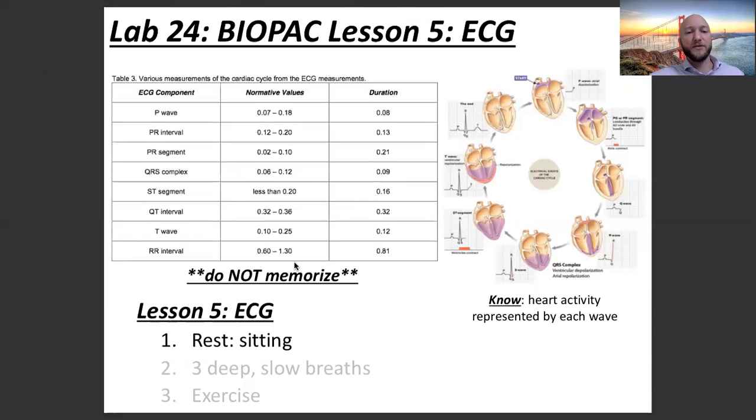So here are the numbers with sitting. You don't need to memorize the sitting numbers. Know what part is represented with the wave though. You know, what happens at the P wave, what happens at the QRS.